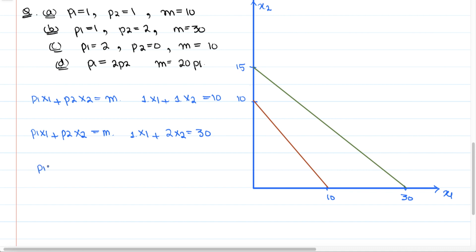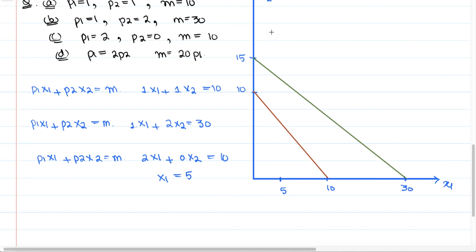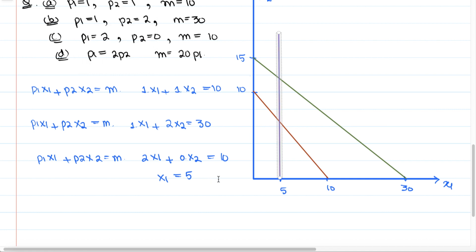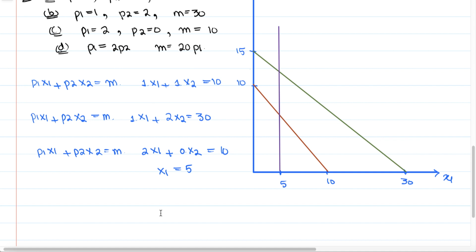Third one says what? Again, P1x1 plus P2x2 equals M. So P1 is 2, so it is 2x1 plus 0 into x2 equals 10. So x1 equals 5. That is the only thing, right? Somewhere here. So let us put the line color as something like this. So this is the third budget line which you have.